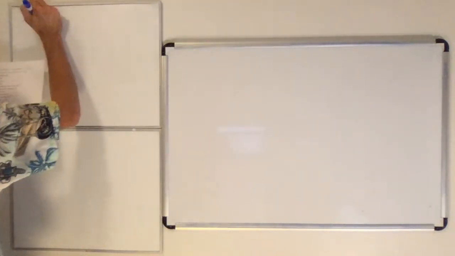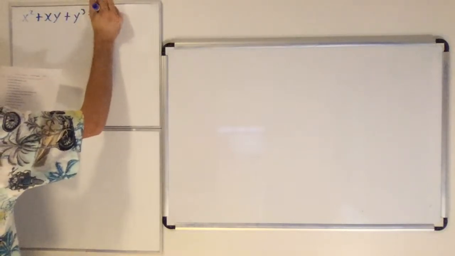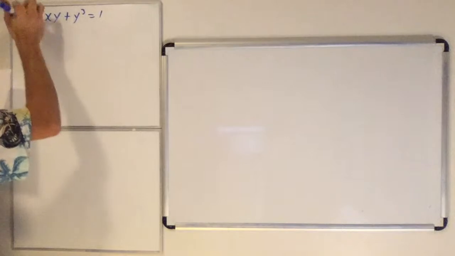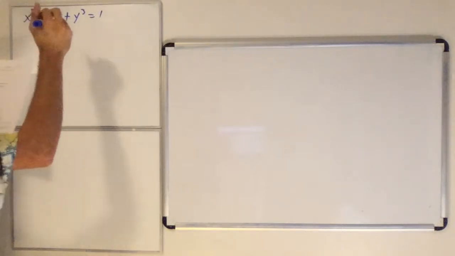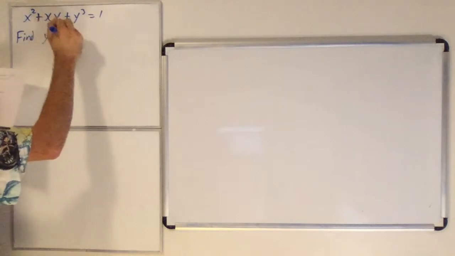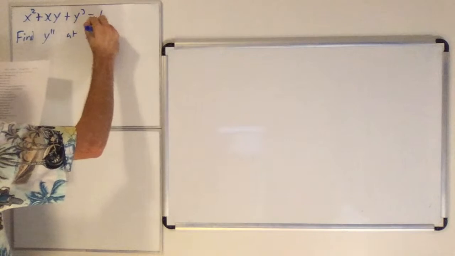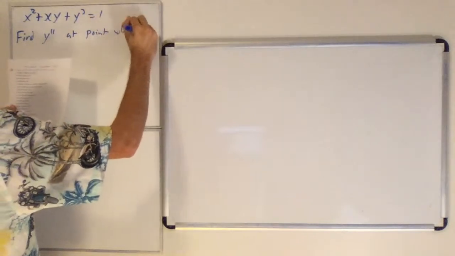x squared plus xy plus y to the third equals 1. And it says find y double prime at the point where x equals 1.